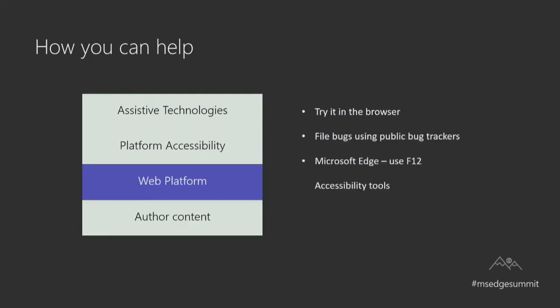For the web platform part, try it in the browser. File bugs for things that don't work using public bug trackers. Microsoft Edge uses F12 accessibility tools that provide you an overview of the tree, attributes, and accessible information. If you're not using Microsoft Edge, you can use the inspect.exe tool on Windows. That works very similarly to the F12 accessibility tools in every browser.